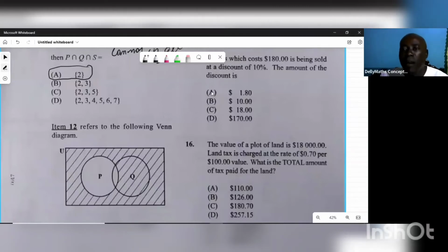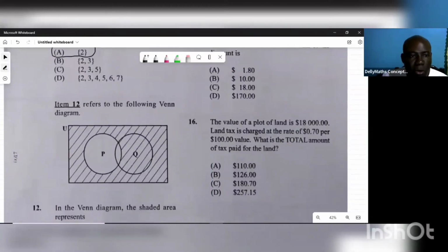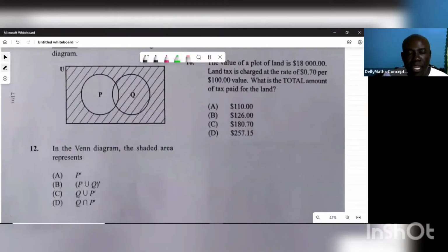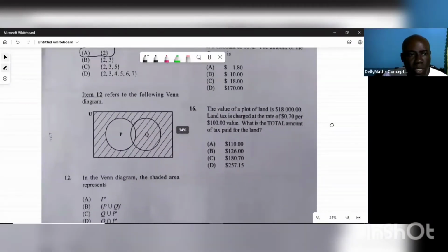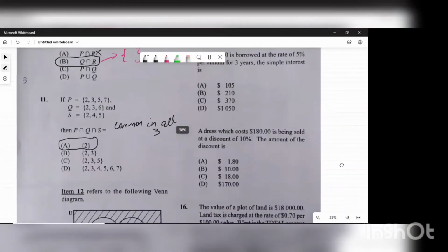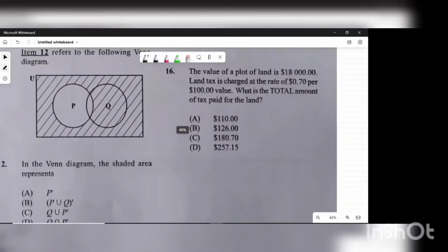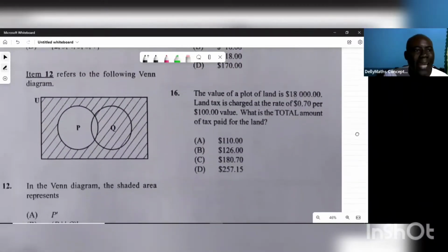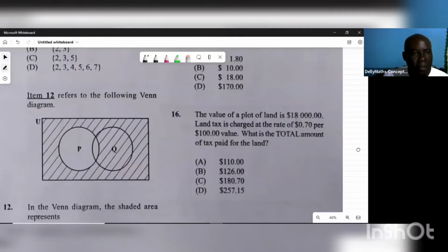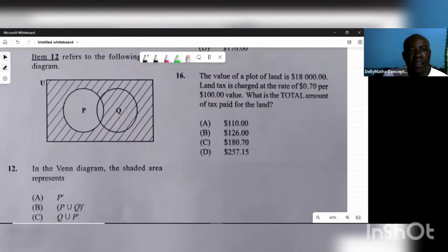All right, so let's go for number 11. Number 11 or 12, which one? 12, sir. Yeah, we're at number 12. So number 12 says item 12 refers to the following Venn diagram.